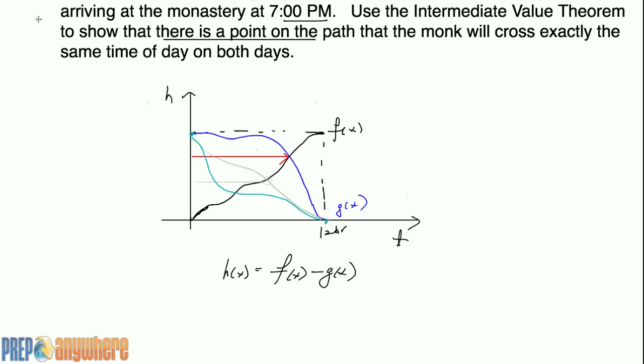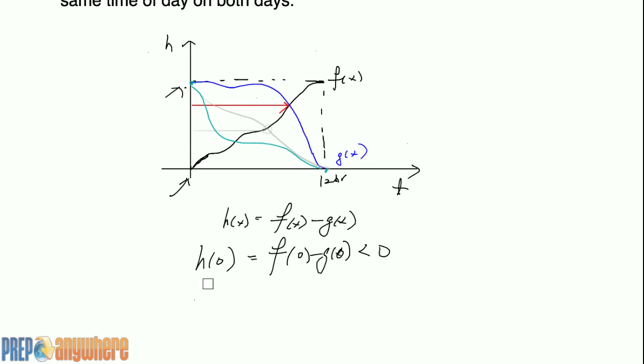Let me plug in the beginning of the interval, when time is 0. Looking at the graph, you can see they're in two completely different positions. f of 0 minus g of 0 is a small number subtracted by a bigger number, so this is clearly negative. Now h of 12, so f of 12 minus g of 12. f of 12 refers to this height, subtracted by 0 height. That's clearly positive.